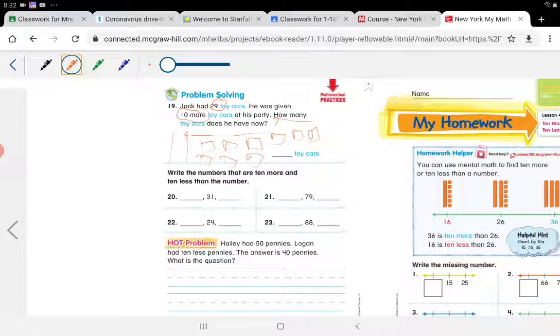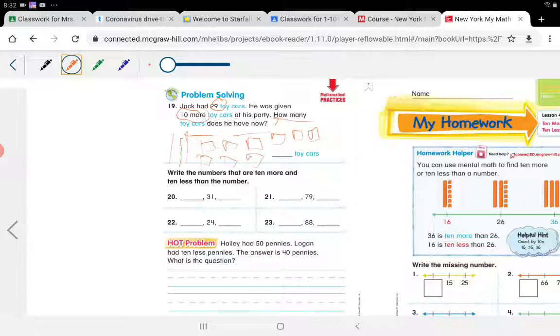And then they want me to add 10 more. So I'm not going to add any ones because remember, we don't touch the ones. I'm only going to add another 10 rod. So now I'm going to count my 10 rods, 10, 20, 30, and then I'm going to count on. So you can fill in the answer there.